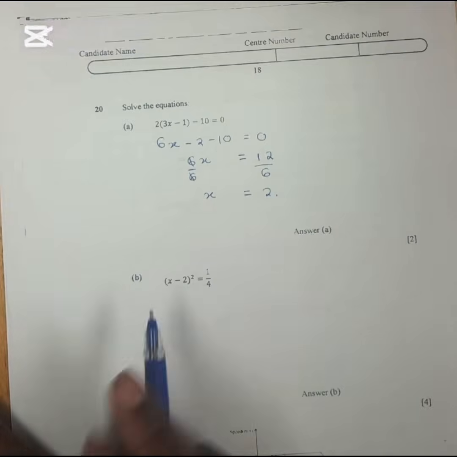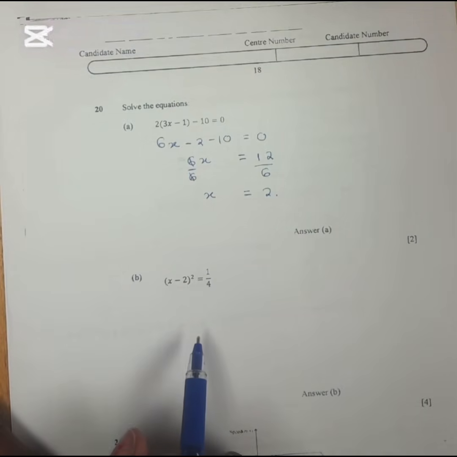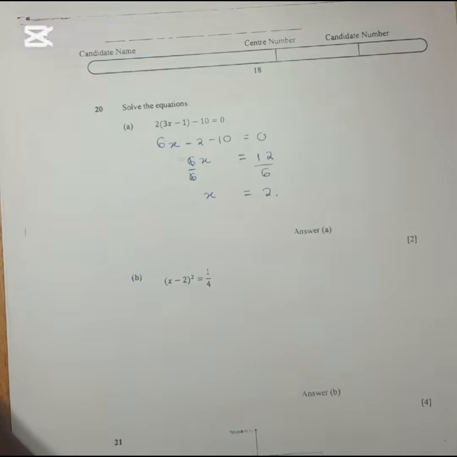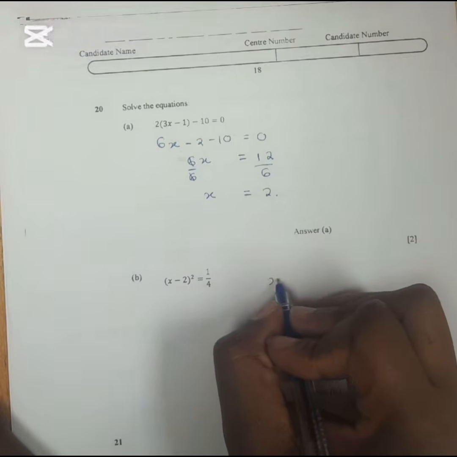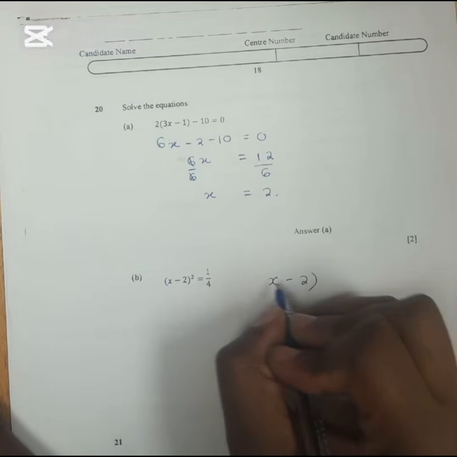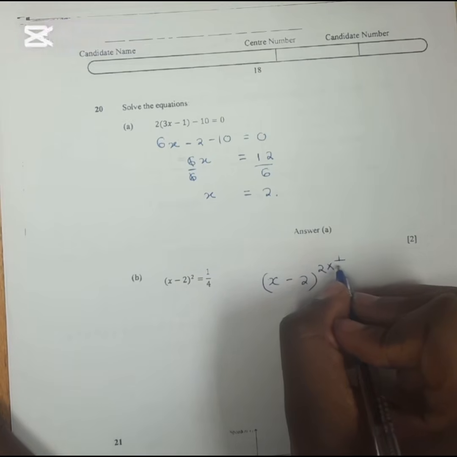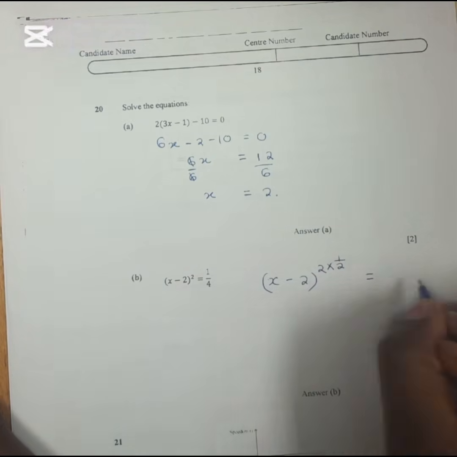And then part B, it is having 4 marks. It is saying x minus 2 squared is equal to 1 over 4. So what we need to do here, we need to remove the squared by multiplying both sides by the power of half. Isn't it? We are having x minus 2 squared. So we multiply here by the power of half. And we move here. We are going to multiply by the power of half also.